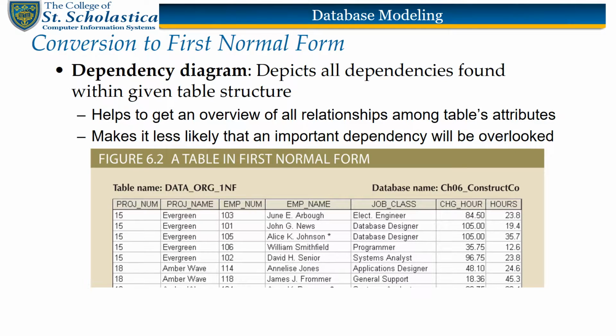Dependency diagrams depict all dependencies found within a given table structure. They are very helpful in getting a bird's eye view of all the relationships among a table's attributes, and their use makes it less likely that you will overlook an important dependency.